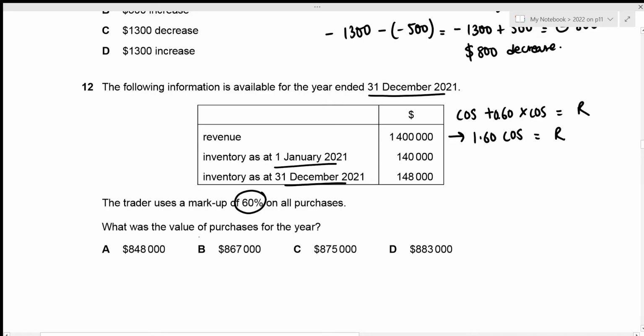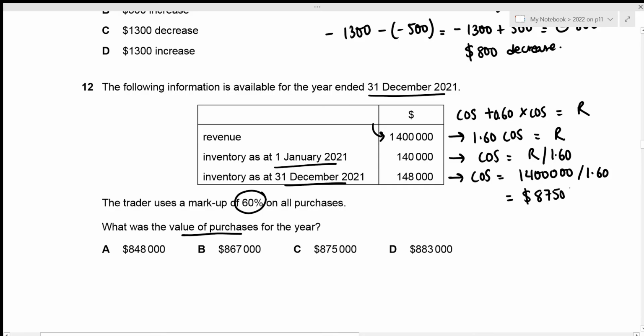And we need to figure out the value of purchases. So let's figure out the value for cost of sales. That is going to be revenue divided by 1.60, and we're already given the value for revenue, which is 1,400,000. So our cost of sales is just going to be 1,400,000 divided by 1.60, which results in the value of 875,000. Okay, now cost of sales is 875,000. Let's write down the formula for cost of sales. We start with our opening inventory, add purchases, and subtract the closing inventory.